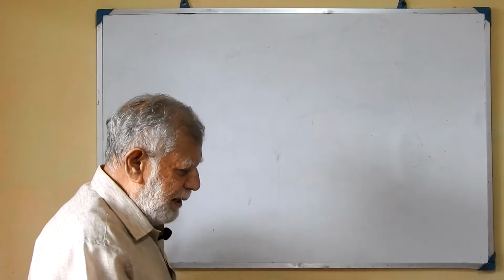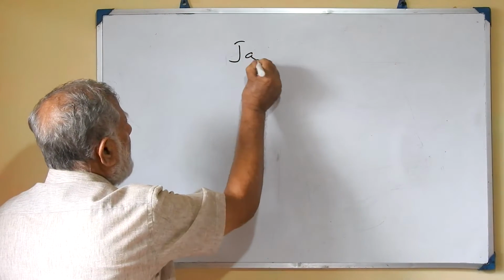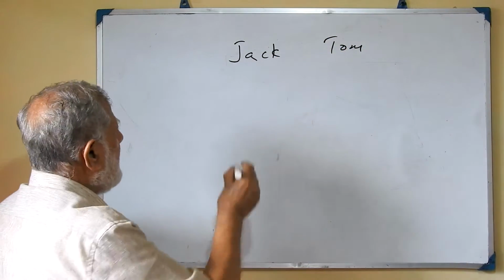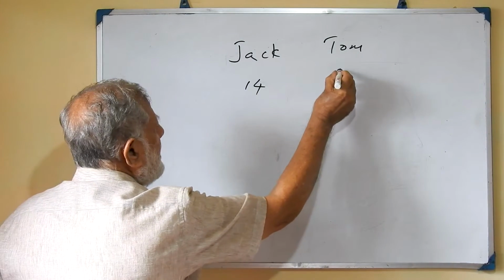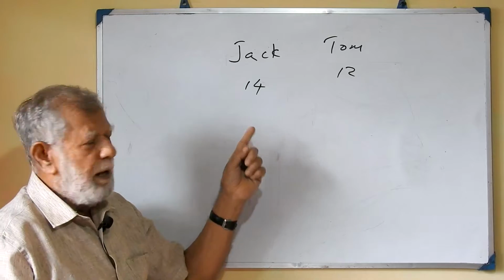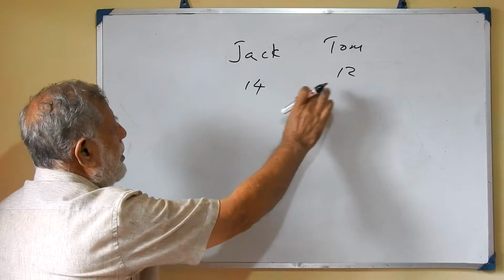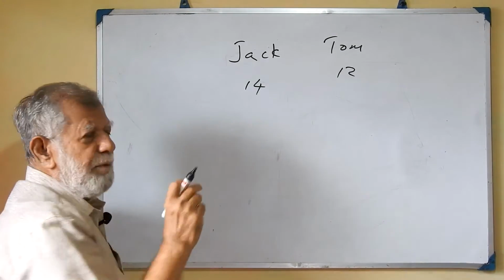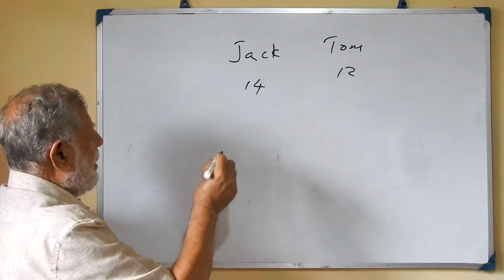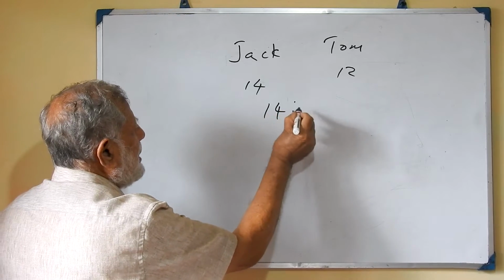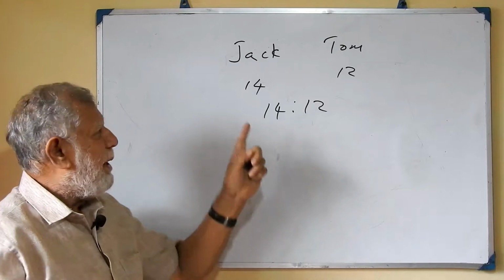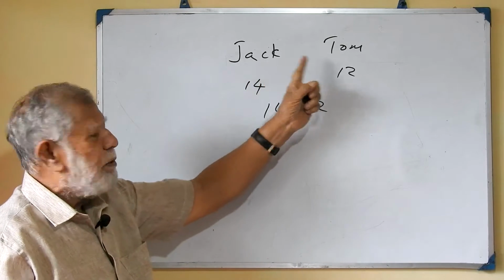Now supposing we have an example like this. We have Jack and Tom. Jack's age is 14 and Tom's age is 12. So we compare these two ages, Jack's age to Tom's age. So we use the word ratio. The ratio of Jack's age to Tom's age is 14 is to 12. We put 2 dots like this. Is to. So which is comparing Jack's age to Tom's age.